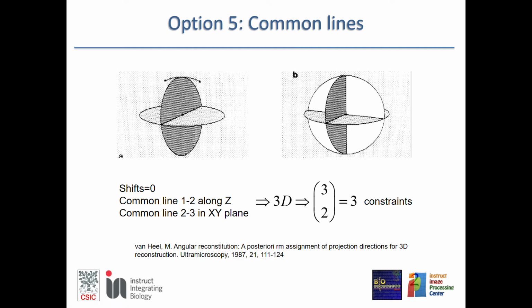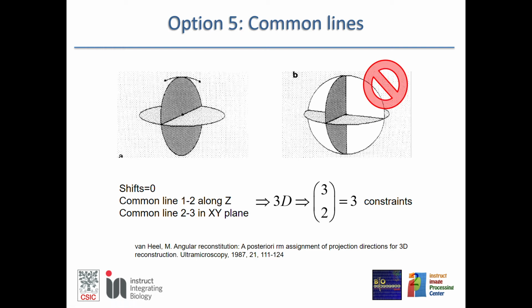Now if I add a third projection and compute the common line between all pairs, I will have 3 constraints, and from these 3 constraints I will be able to find the relative orientation of the 3 projections and place them in a unique way in the 3D Fourier space, unique up to an overall global rotation.